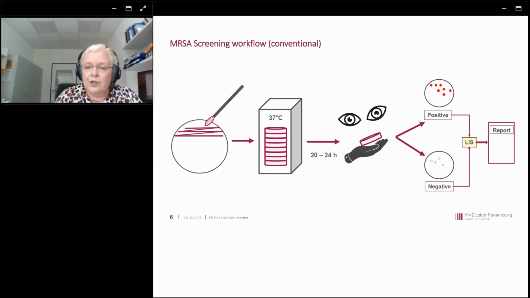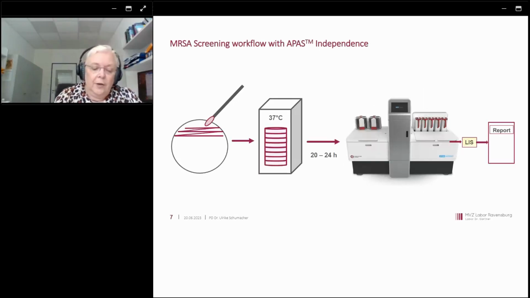So the EPIS replaces the visual inspection by automated imaging. By artificial intelligence, these images are then assessed as presumptive positive or negative, and negative results can directly be sent to the laboratory information system for report.